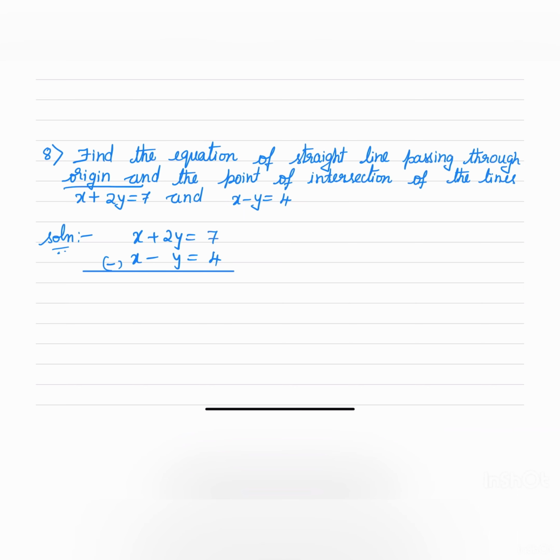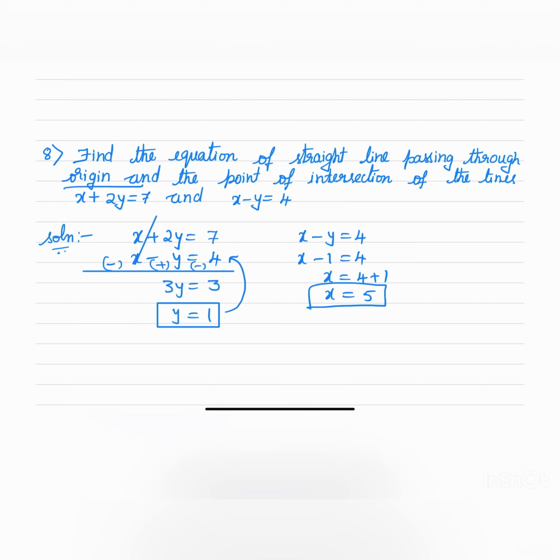Let us subtract, so the sign will change. X and minus x will cancel and we have 3y is equal to 7 minus 4, which is 3. Therefore, y is equal to 1. Let us substitute y is equal to 1 in either of these two equations. I will put it in the second equation. X minus y is equal to 4. X minus 1 is equal to 4. X is equal to 4 plus 1. Therefore, x is equal to 5.